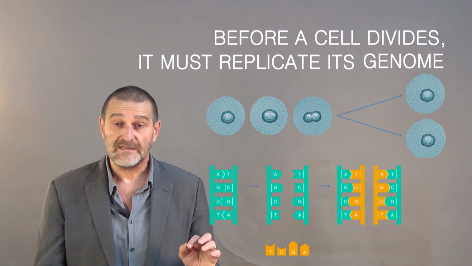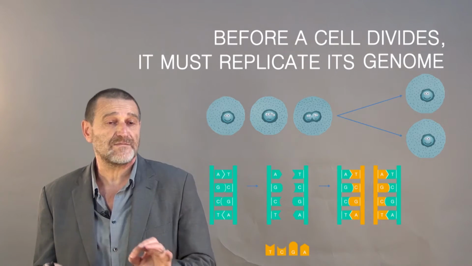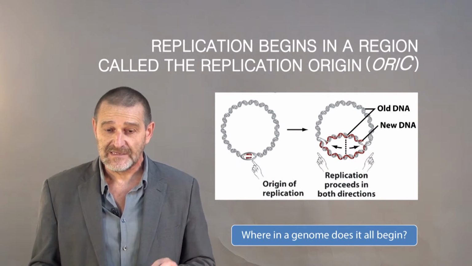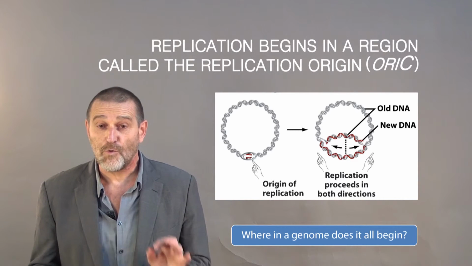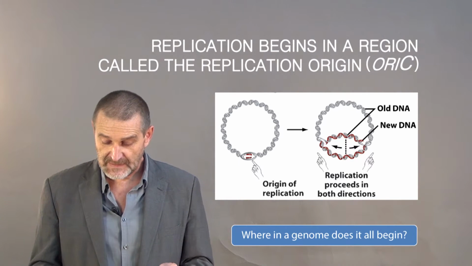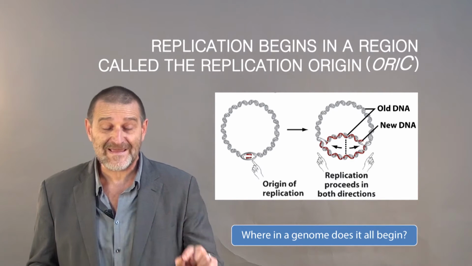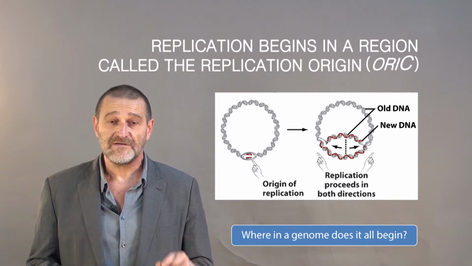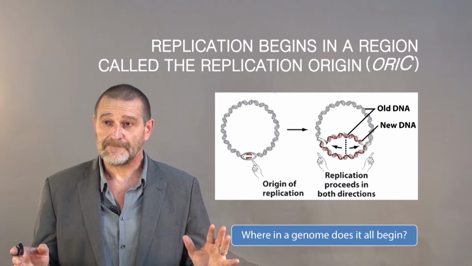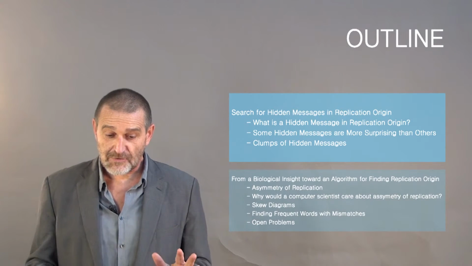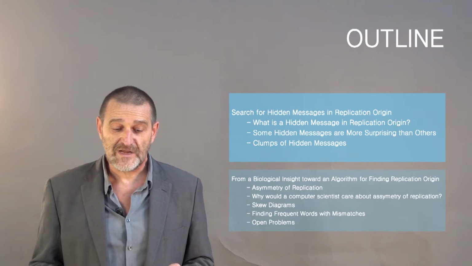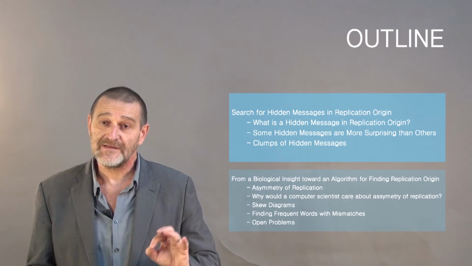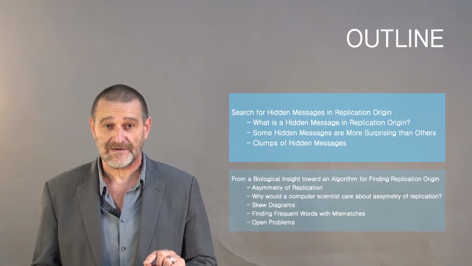In this class, we will try to figure out where it starts, because all E. coli cells on Earth start replication in the same region called the origin of replication. So our first problem, where in a genome does it all begin? And the only information that we have is the genome itself. Okay? So let's first try to answer the question of what are the hidden messages in the replication origin that help the E. coli genome to figure out where to start.